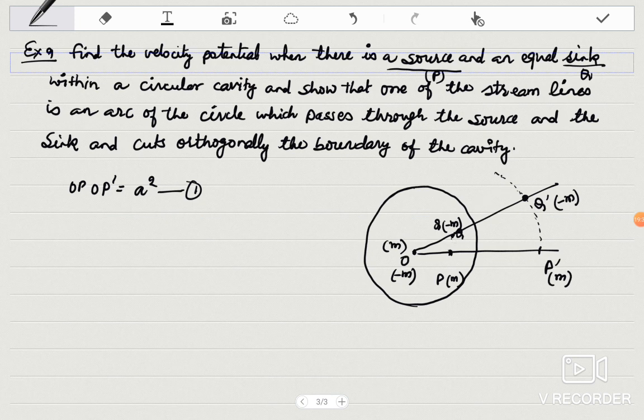Now what you do, you draw a circle with the help of these 2 points, and joining these points also. In this way we will make a circle.